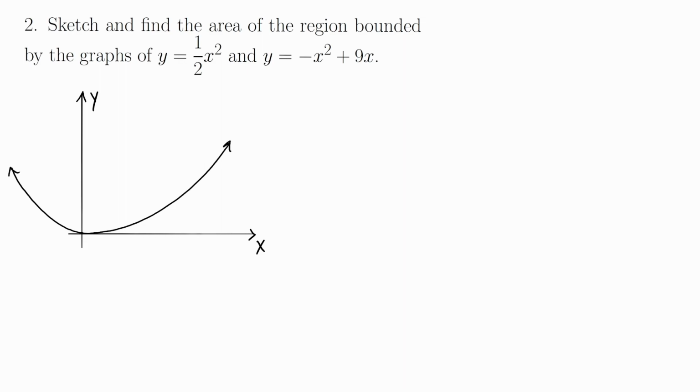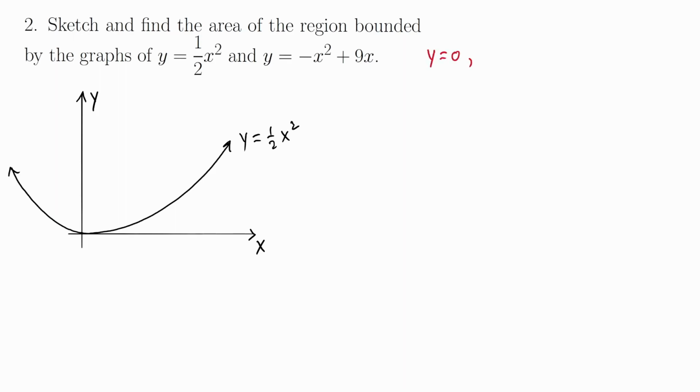Just a quick rough sketch. That'd be your graph of 1/2 x squared. And to easily sketch the other parabola, y equals negative x squared plus 9x, we know that's going to open down, but we can easily graph it by first finding the x-intercepts.